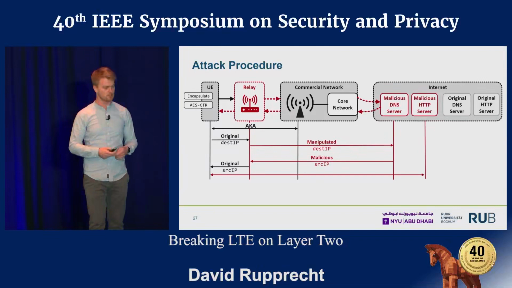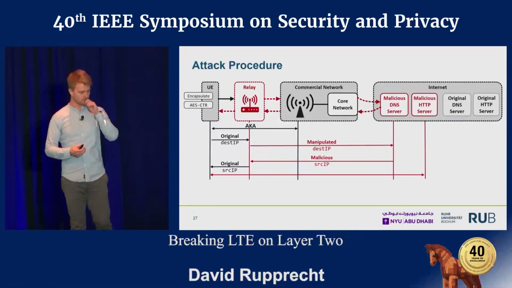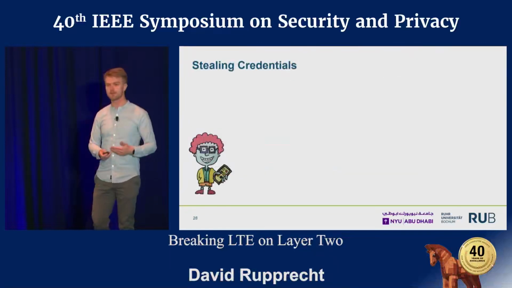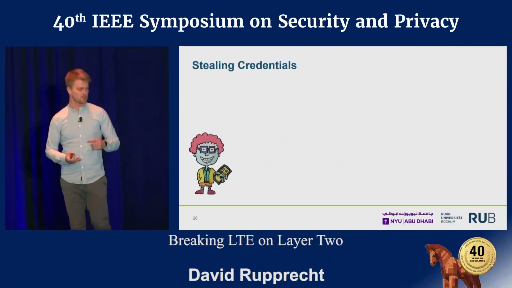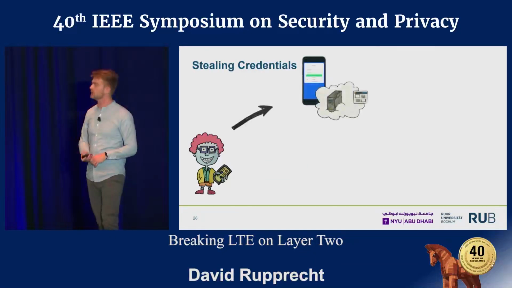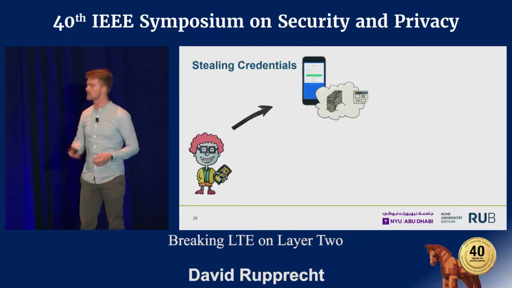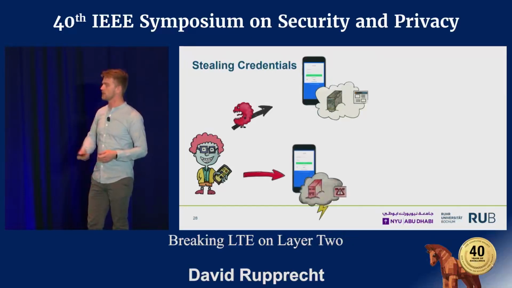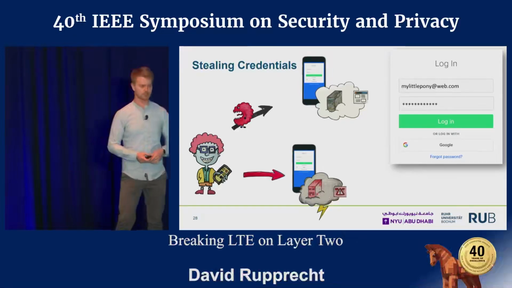All subsequent messages, in particular the HTTP connection, are directed towards the HTTP server under control of the attacker. So we have done this in a commercial network using a commercial phone with a commercial SIM card with a self-built relay, and we were basically able to redirect the victim who wanted to go to a website. We used Hotmail as one example, redirected from the normal website to a malicious website where we could basically steal the credentials.